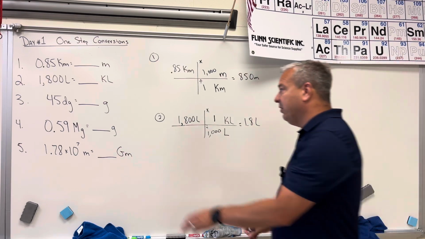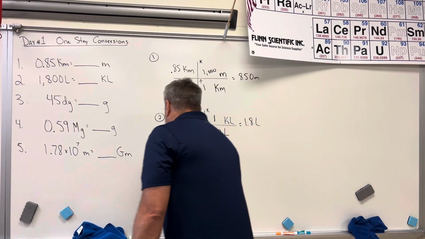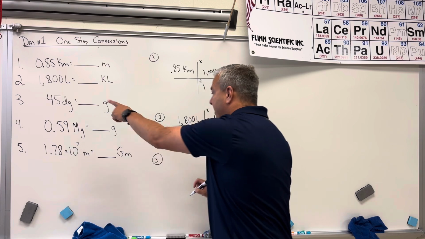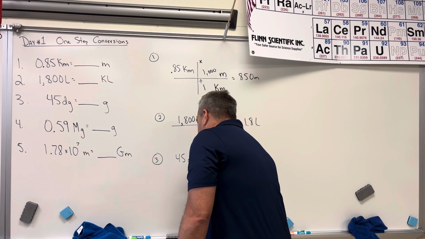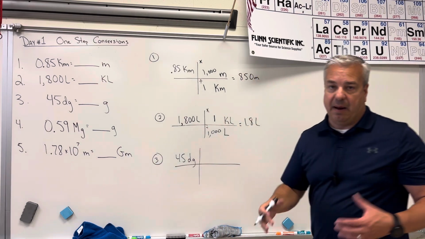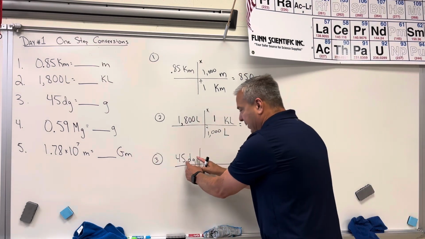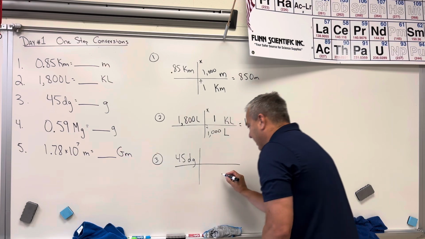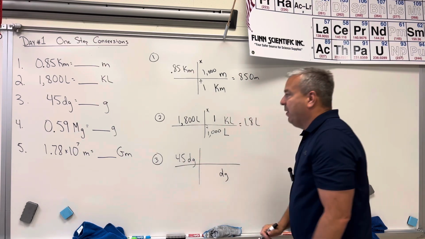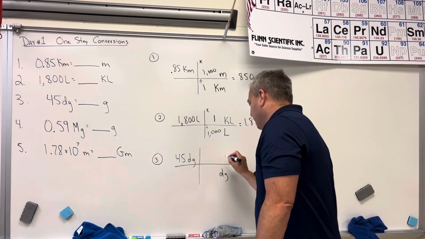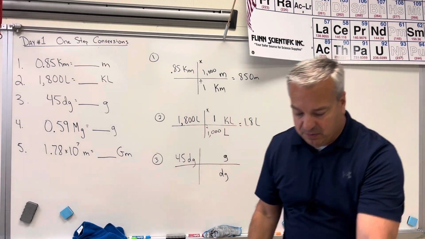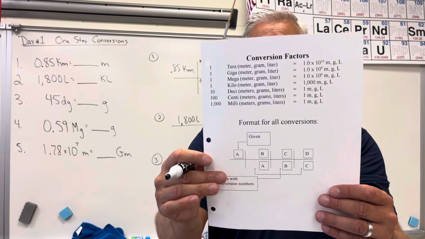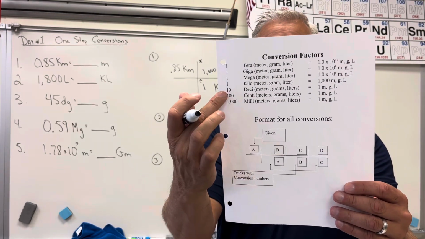Now let's move on to the third problem where we have decigrams. So problem number 3 says 45 decigrams, and I'm going to put that in my given, and I'm going to start working the problem. Whatever unit is right here, I'm going to bring it down. Whatever unit I want to convert to is going to go on the top, and I'm going to have to find that conversion factor once again between decigrams and grams, which is here towards the bottom.